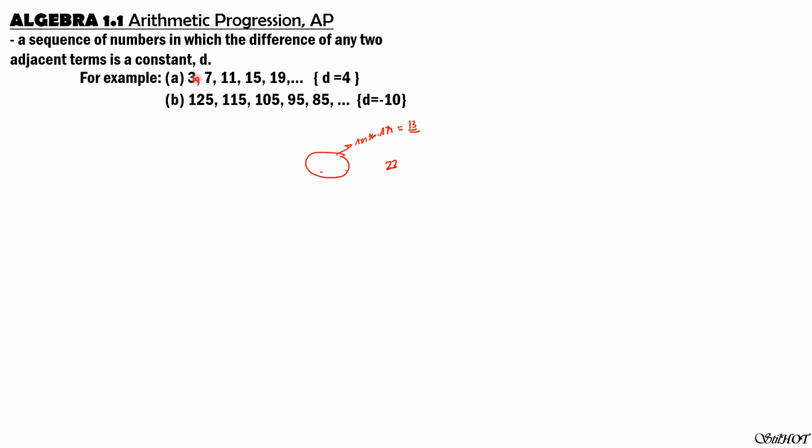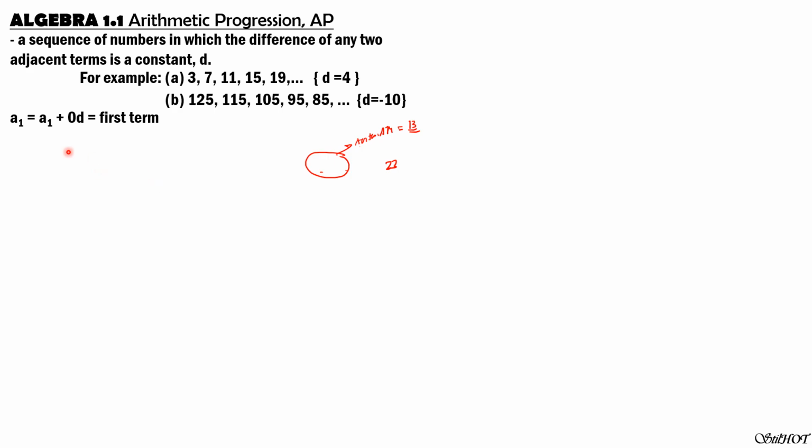The first term may be represented by a sub 1, and it is equal to a1 plus 0 times d. So if you check, 3 is equal to 3 plus 0 times 4, so it's still 3. 125 is equal to 125 plus 0 times negative 10, so it is still 125.